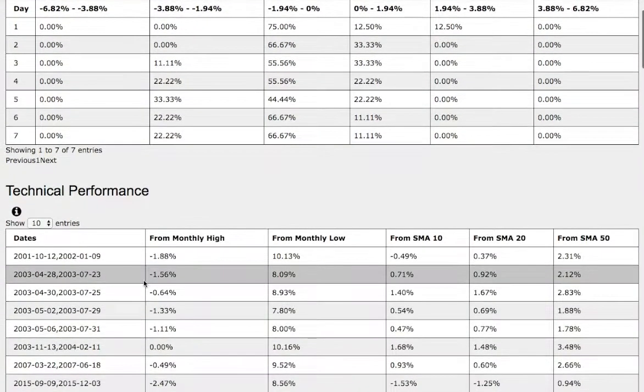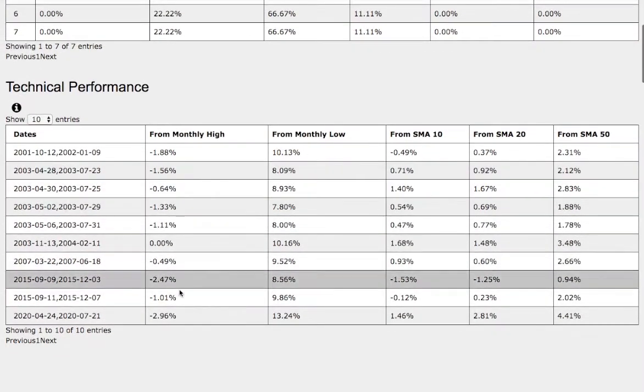So now let's examine the technical performance of each trend. On the current trend that we're in, we're down 3% from monthly high, up 13% from monthly low, up 1.5% from 10 simple moving average, up 2.8% from 20-day simple moving average, and up 4.4% from 50-day simple moving average.